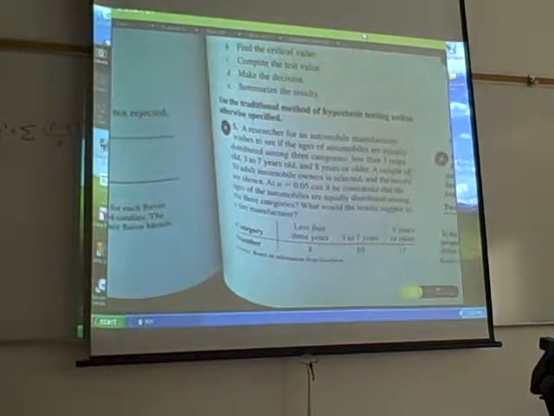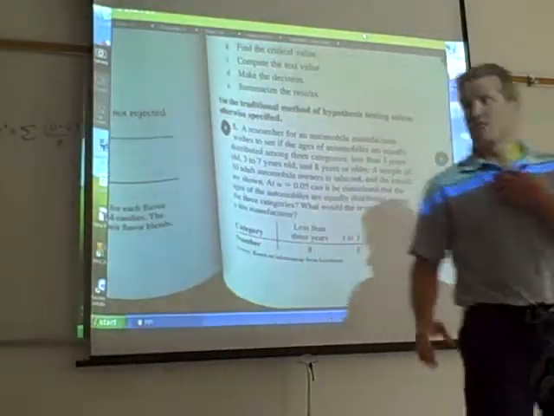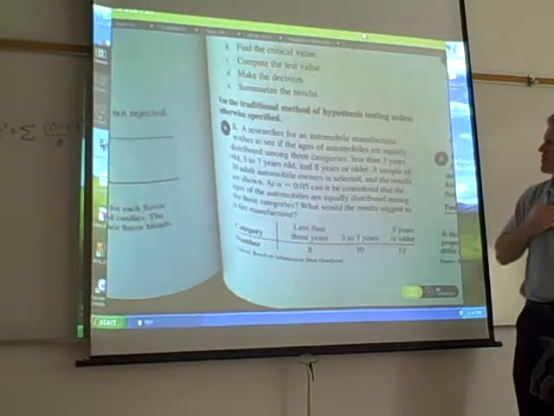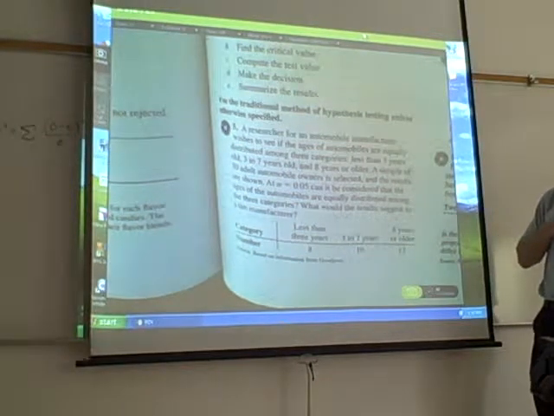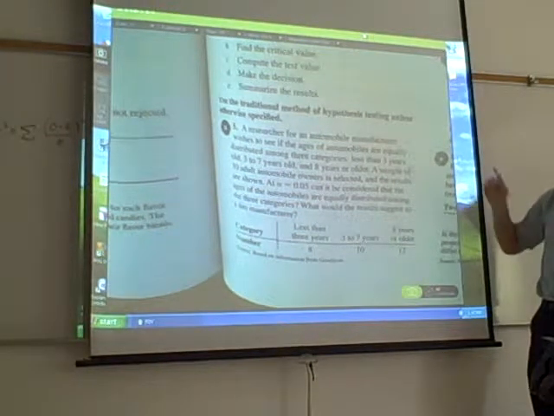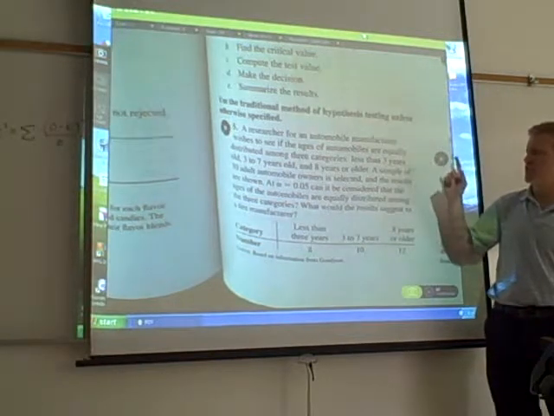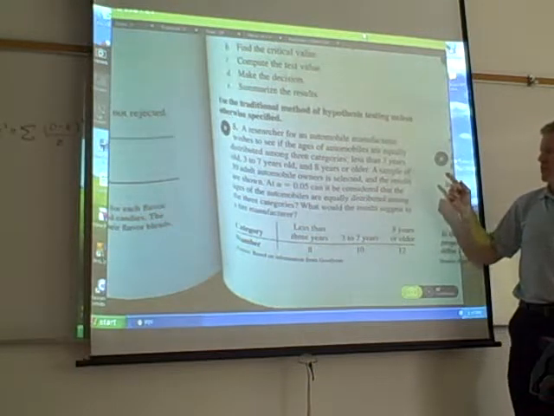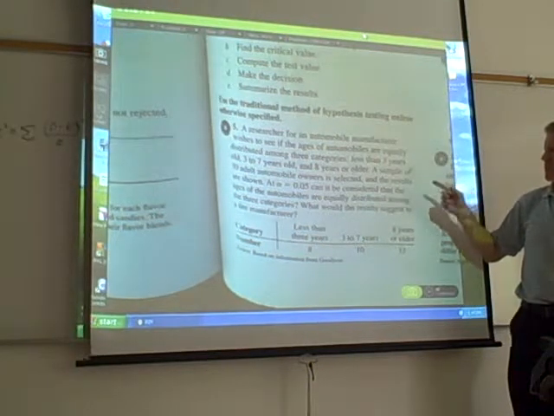All right, so this is an example of what's called the goodness of fit test. This is number 5 on your assignment. A researcher for an automobile manufacturer wishes to see if the ages of automobiles are equally distributed among 3 categories. Categories are less than 3 years old, 3 to 7 years old, and 8 years or older. A sample of 30 adult automobile owners is selected.